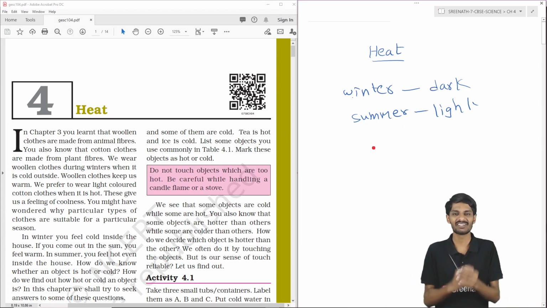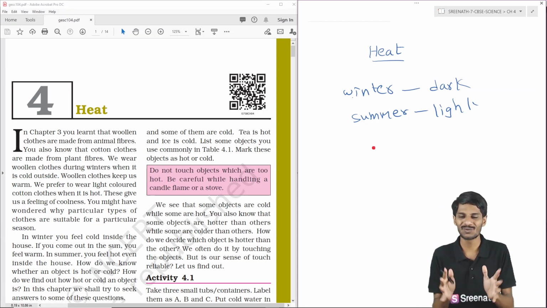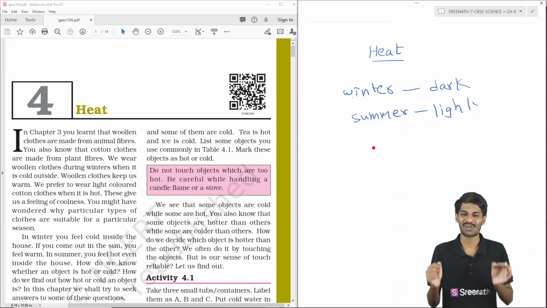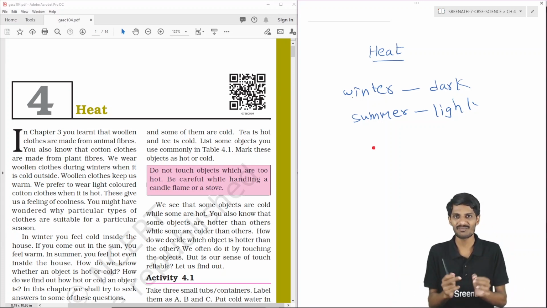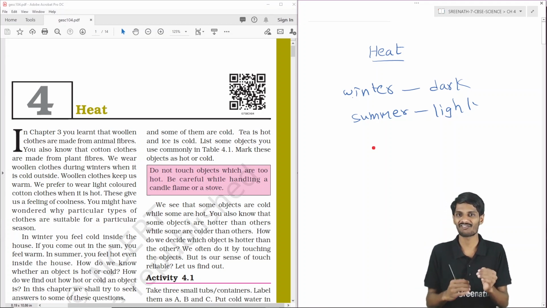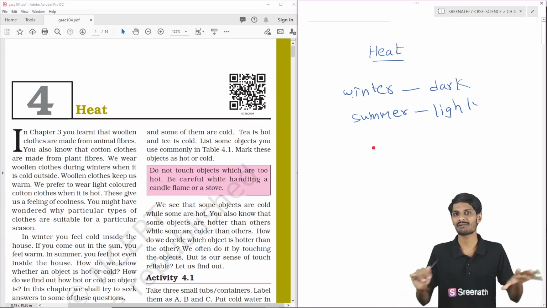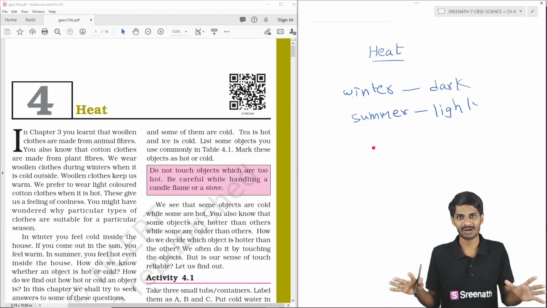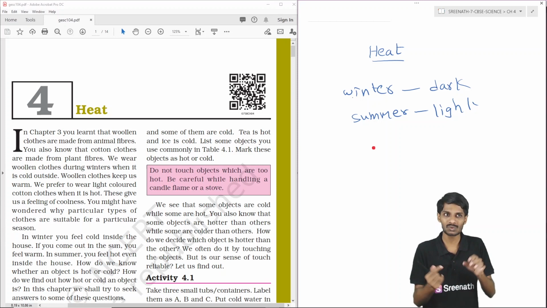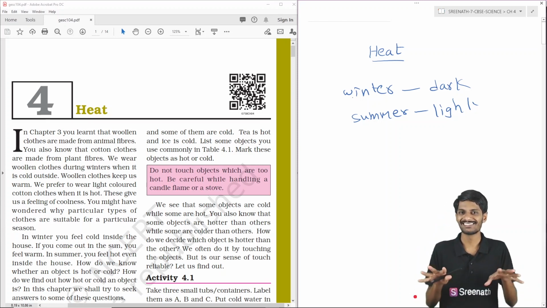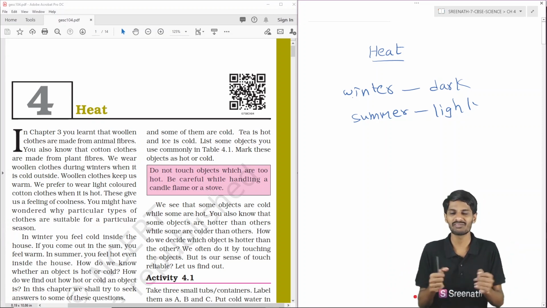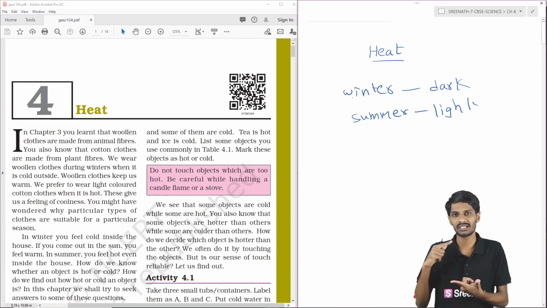In winter, in your house, in your room, it is chill and cool, but when you go outside under the sun it is hot, it gives some warmth. The scenario is quite opposite in summer. When you go out it is very hot, but when you come into your house it feels cool. So these are the situations where we feel hot and where we feel cold.